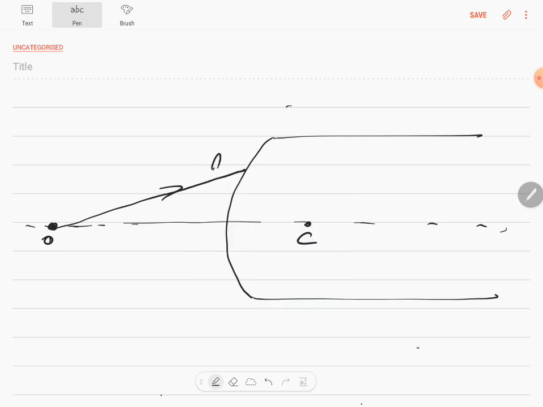Join the point of incidence A and the center of curvature, which will form the normal. The ray will enter from rarer to denser, so it's going to bend towards the normal, and you're going to get a final image here. What is the angle of incidence? This is my angle of incidence I. This is my angle of refraction R.